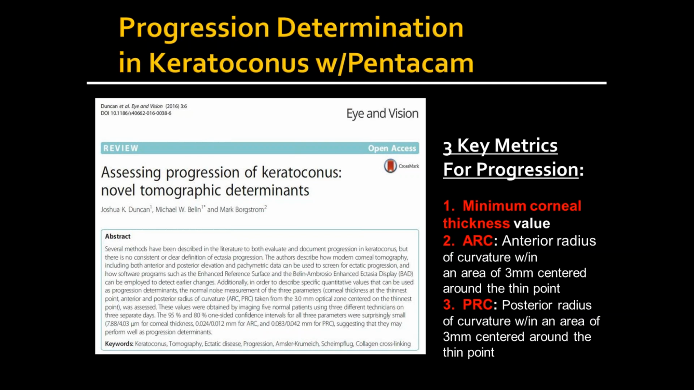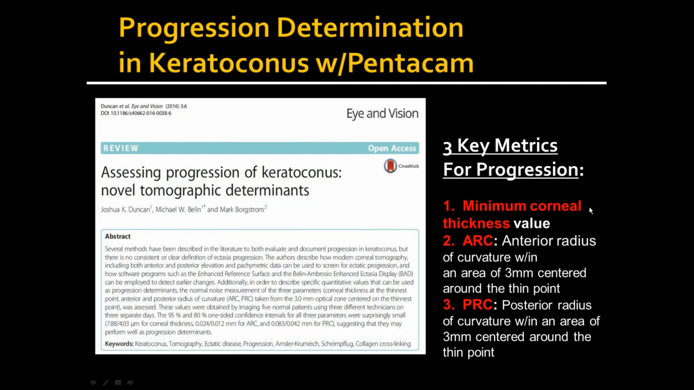So we have to figure out what are the values, what are the measurements that seem to be the most sensitive at picking up progression. And we have to utilize those values and document them over time to detect that progression. So from initial work that was published over the past year or so, we realized that there are 3 values that seem to be the most sensitive at detecting progression, not detecting disease, but detecting progression.